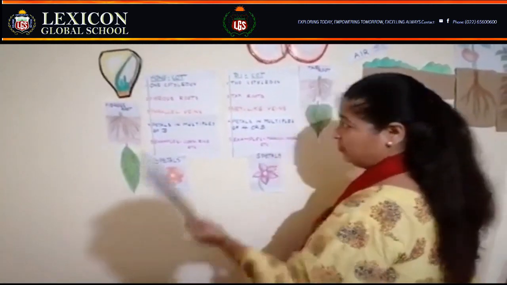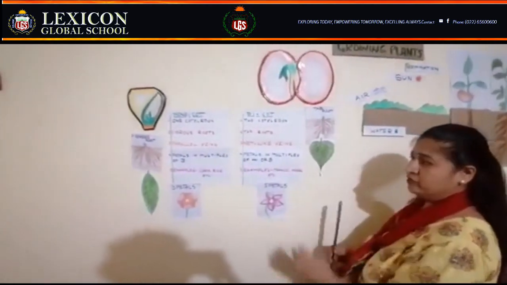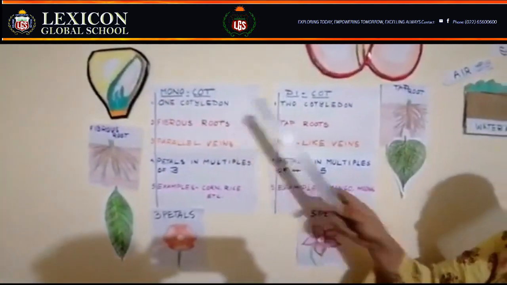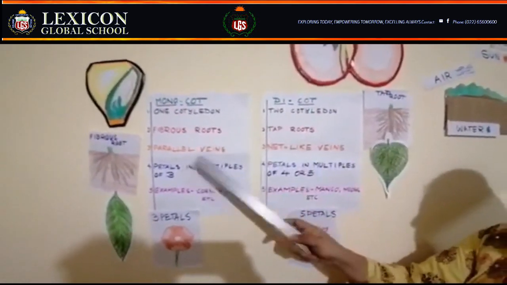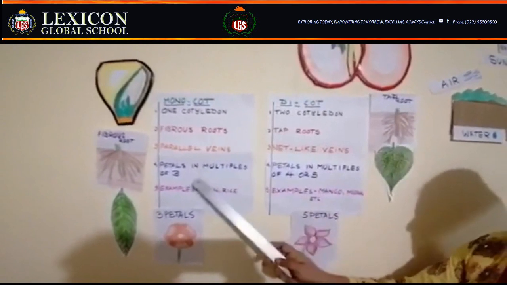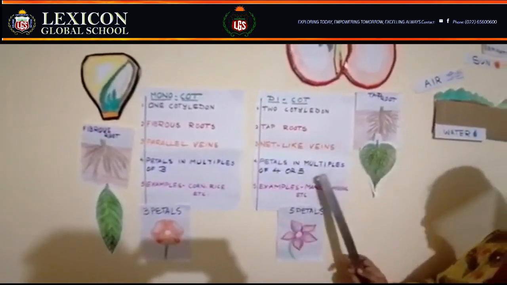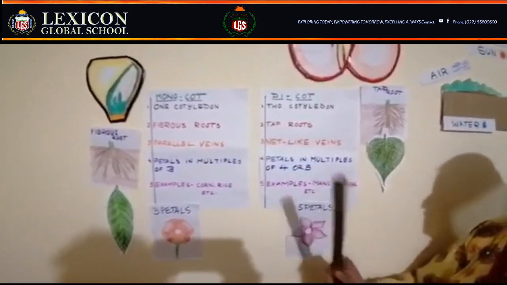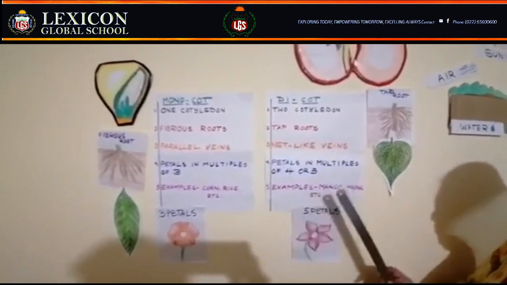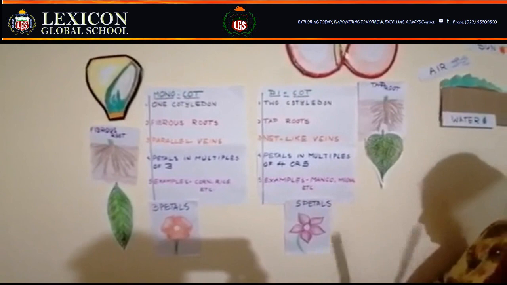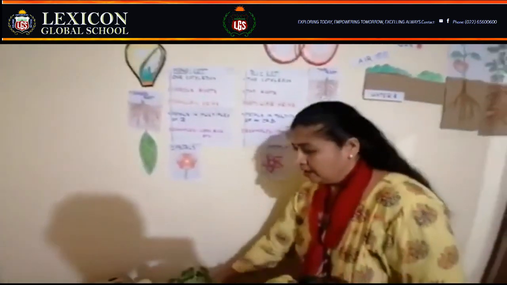So, this I have made it very easy. So, if you want to remember these points, they are very easy. 1 cotyledon, 2 cotyledon, fibrous root, tap roots, parallel veins, net-like veins, petals in multiples of 3, petals in multiples of 4 or 5. Example, corn, rice, etc. Mango, moong, etc. Now, children, you understood the 2 types of seed.